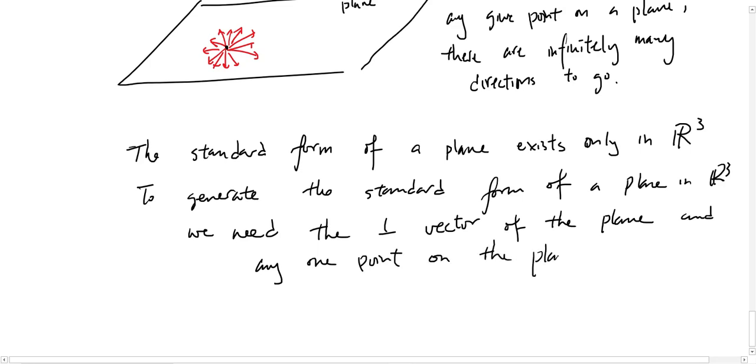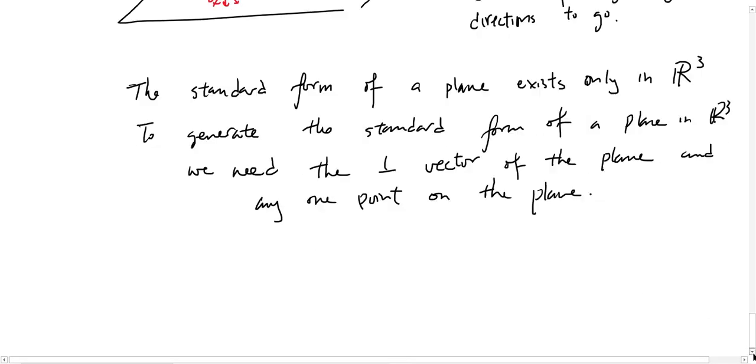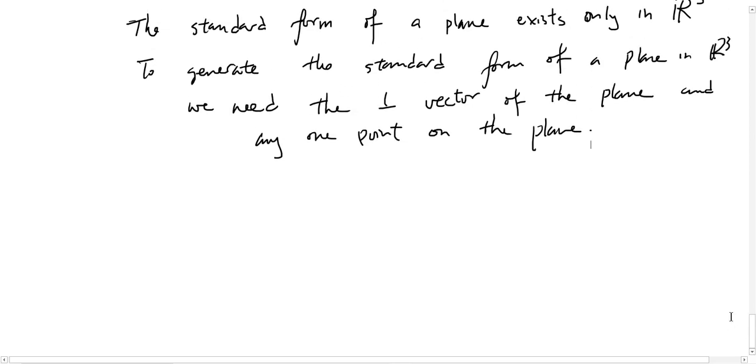Now, hopefully some of you have a little bit of deja vu, because those are the two exact same things we need to generate a line in R2 by standard form. Is that a coincidence? It's not. Because from a geometrical standpoint, a line in R2 is actually the same as a plane in R3. I'll explain more of this concept later on. Now, how do I actually form this standard form of a plane? Well, we actually use a similar concept as before.